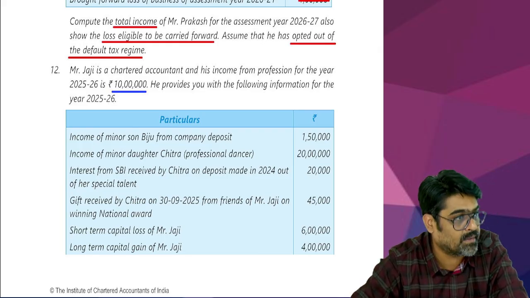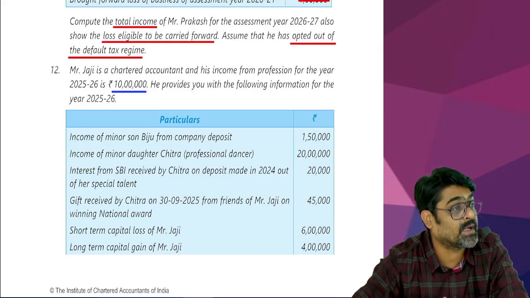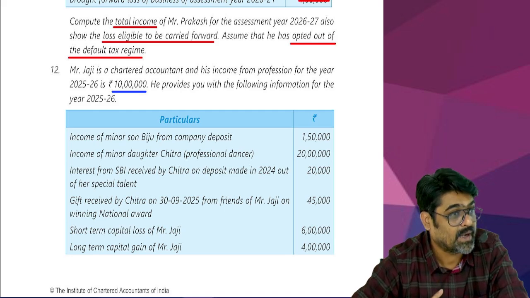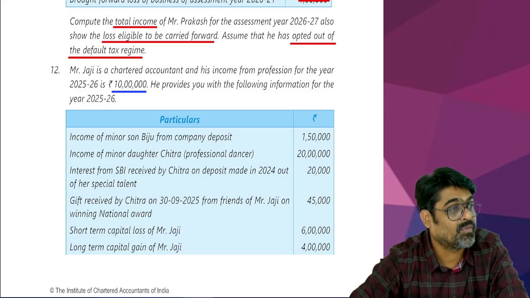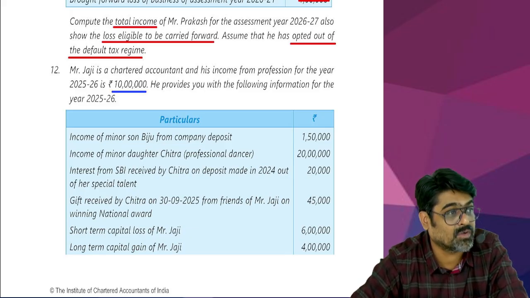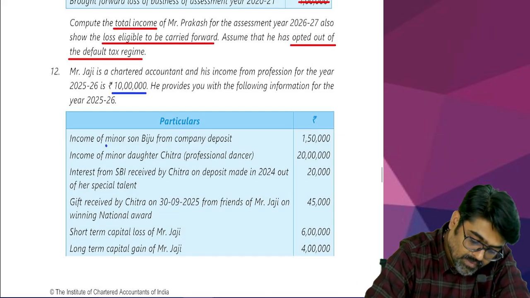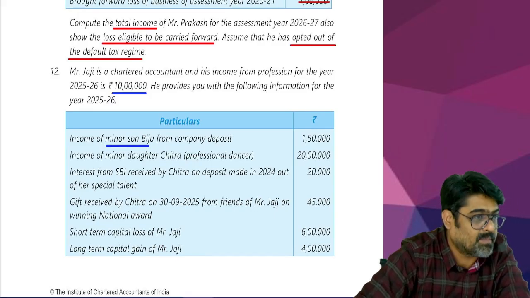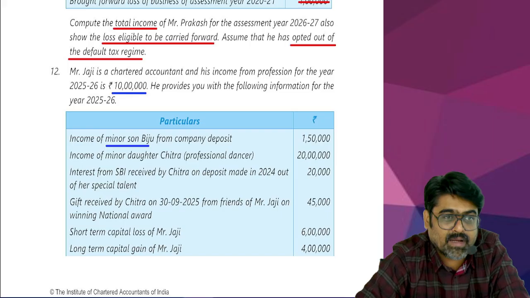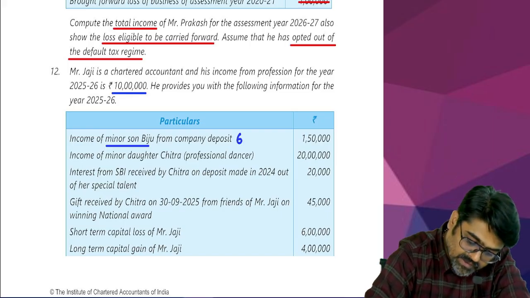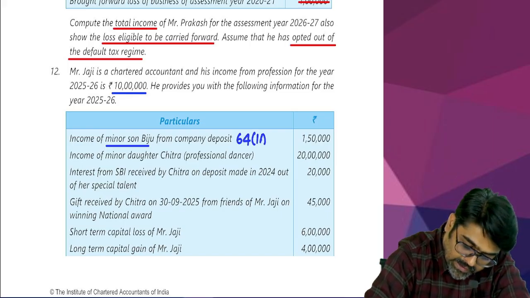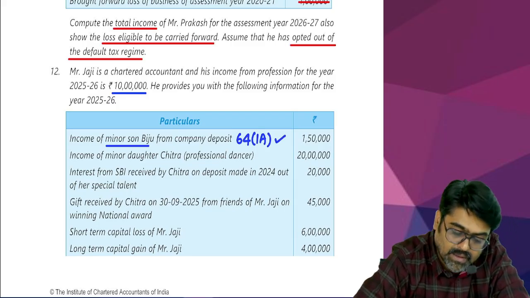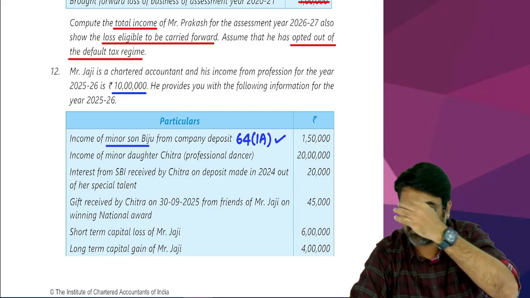64(1)(a), clubbing will happen. But out of that income, you will get 1,500 exemption. And that 1,500 exemption will be available only if you shift out. If you don't shift out, that 1,500 exemption is also not available. Yes or no? So, minor son's income is coming from his talent or company deposits. Will it be clubbed? So it will be clubbed as per section 64(1)(a). Clubbing will happen. Yes or no? And as per the clubbing provision, this amount will be taxable in your hands.